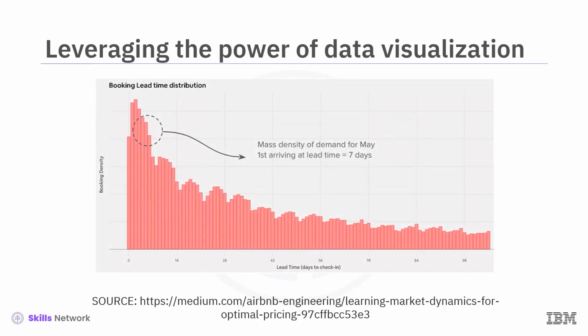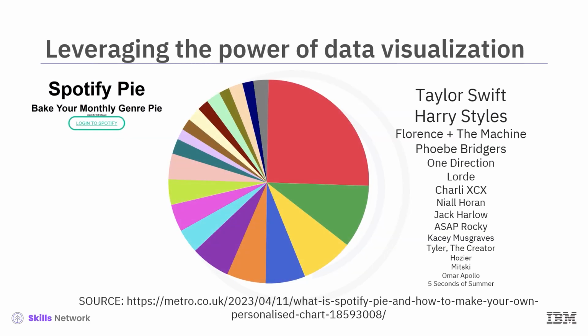Airbnb uses a smart pricing framework to assist hosts in determining the best possible prices for their listings, thereby increasing their profits. Using a bar graph, the chart displays the lead time distribution aggregated to a market level. Spotify uses Spotify Pie, a unique data visualization tool that enables users to create customized pie charts based on their listening habits on Spotify. The chart displays the distribution of different genres, artists, and tracks the user has listened to.